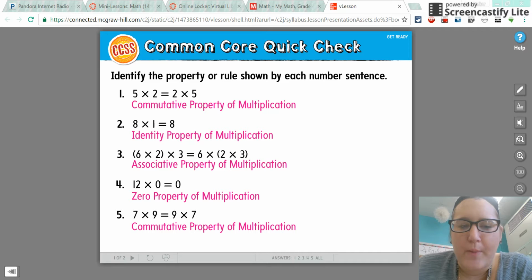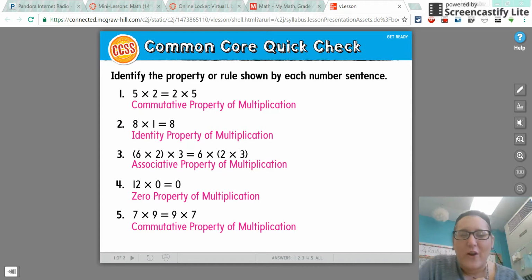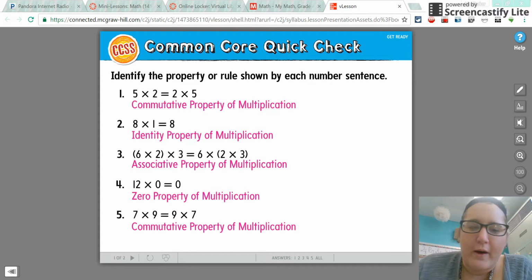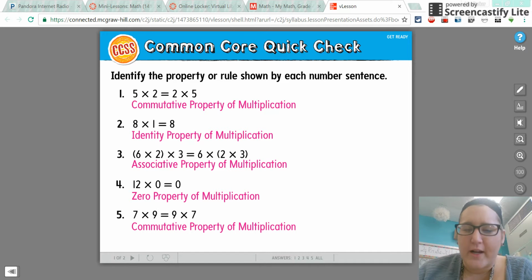That's the associative property. Zero property, a real easy one, and I know because I've seen a lot of your tickets on the carnival wall. Anything times 0 is going to be 0. So 12 times 0 is going to be 0. So that's just a quick review, but today we're going to talk about the associative property of multiplication, which tends to be a little bit trickier. That's why I wanted to review that one the most.